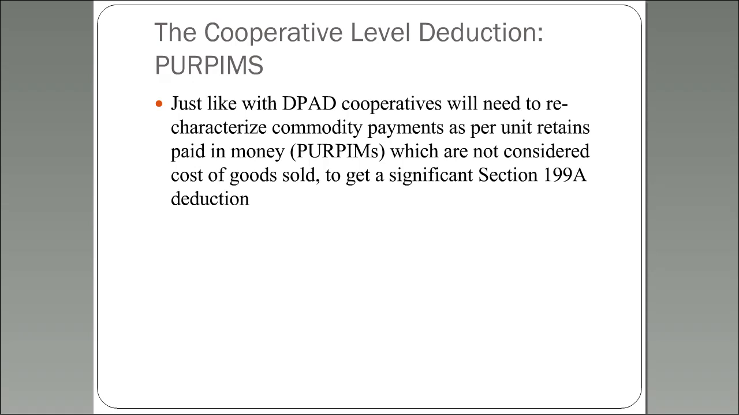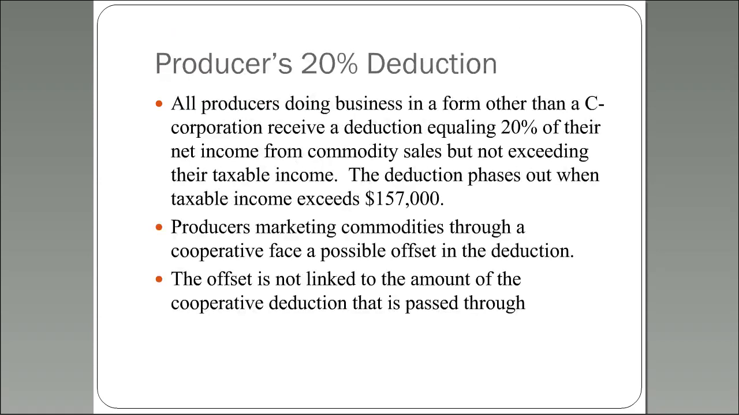And then again, just like the old DPAD, co-ops are going to have to characterize their commodity payments as per pens to really get much of a significant 199A deduction. And so a lot of co-ops have done that already, but some have never gone to that structure. And so I'll touch on that later, but they're probably going to need to.